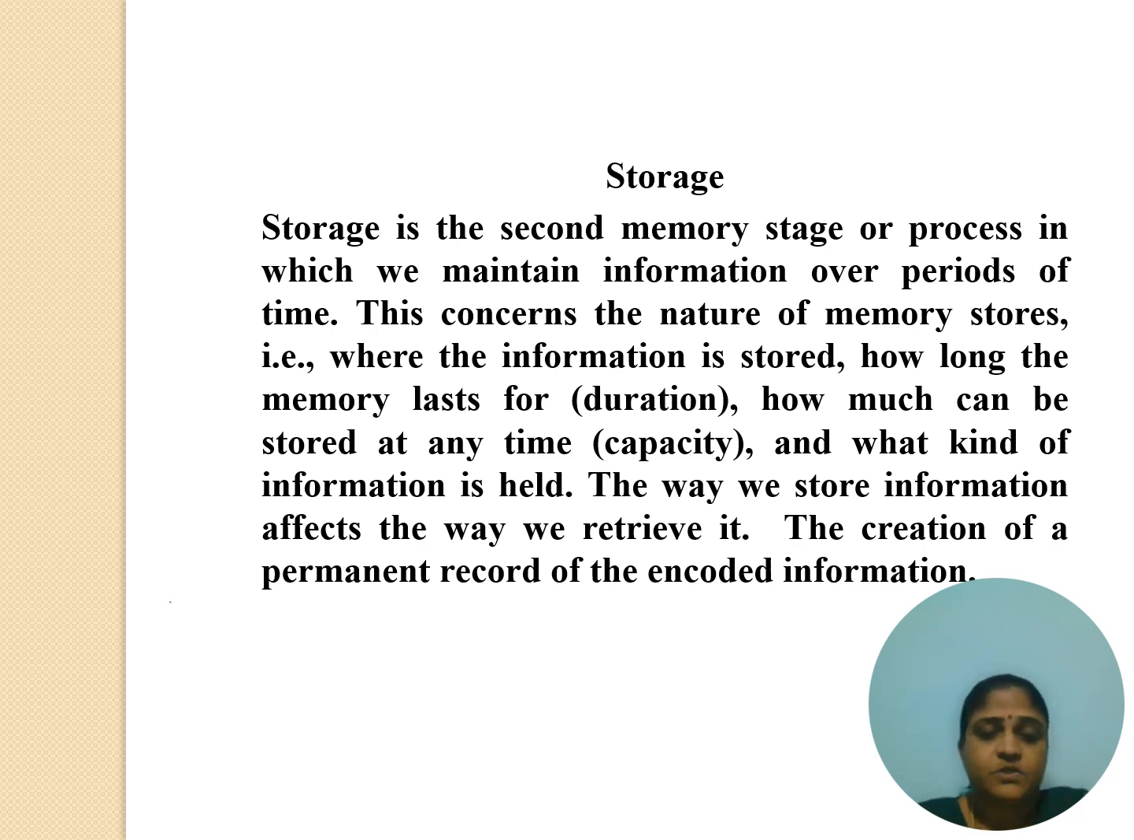So how much can be stored, that is the capacity, everything is determined here only. So what kind of information is held and what kind of information is not stored. So everything is filtered. Between the process of encoding and storage, there is a filter. Okay, so the way we store information affects the way we retrieve it.